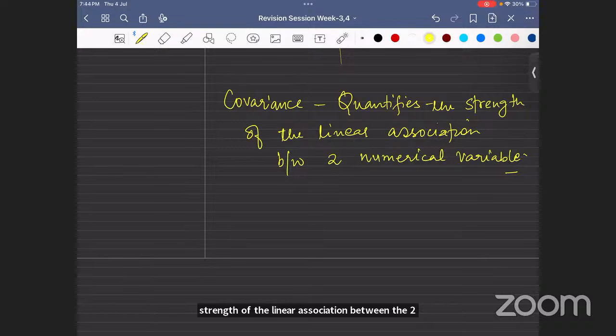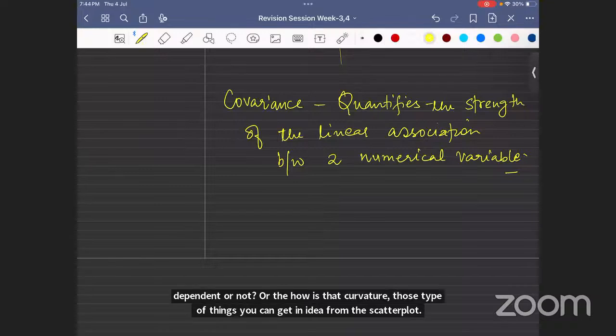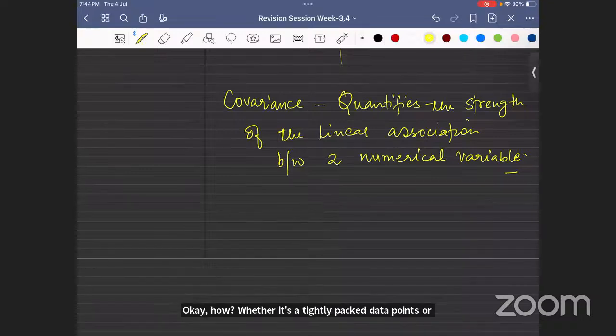The first thing you have done is plot the scatter plot. A scatter plot generally gives you a basic idea about the direction and curvature, whether it's linearly dependent or not, and whether the data points are tightly packed or not. But how will you get an idea about the strength? There the covariance will help you. It helps you measure the linear association between the two numerical variables. The formula is almost the same.